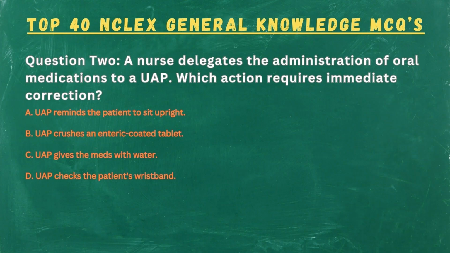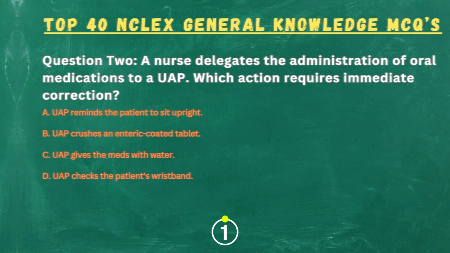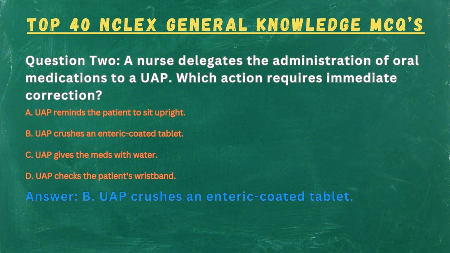Question 2. A nurse delegates the administration of oral medications to a UAP. Which action requires immediate correction? A. UAP reminds the patient to sit upright. B. UAP crushes an enteric-coated tablet. C. UAP gives the meds with water. D. UAP checks the patient's wristband. Answer. B. UAP crushes an enteric-coated tablet.